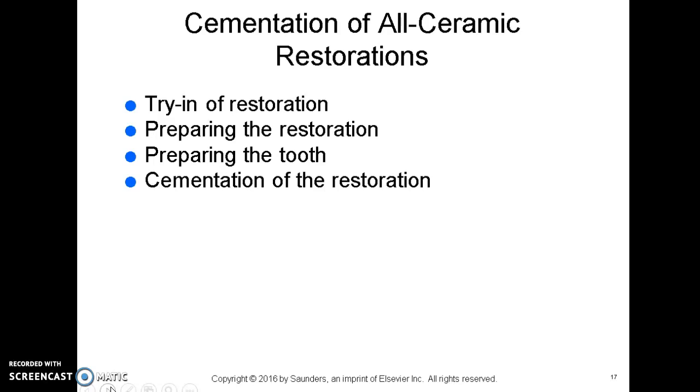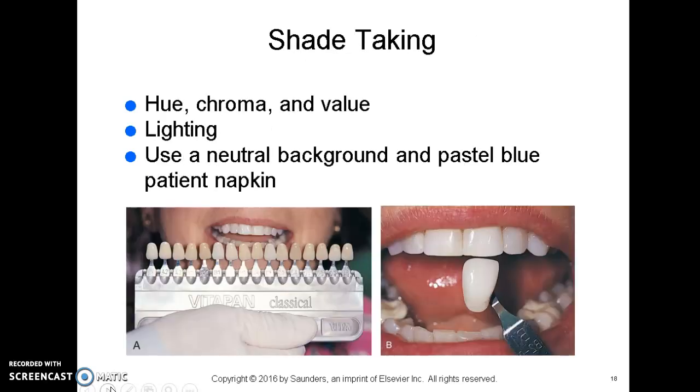Some of the steps, such as the feldspathic, just needs to be cemented in the mouth. There's not a lot of prep that needs to happen with those types of products. It's based on the product that is prepared for the patient.